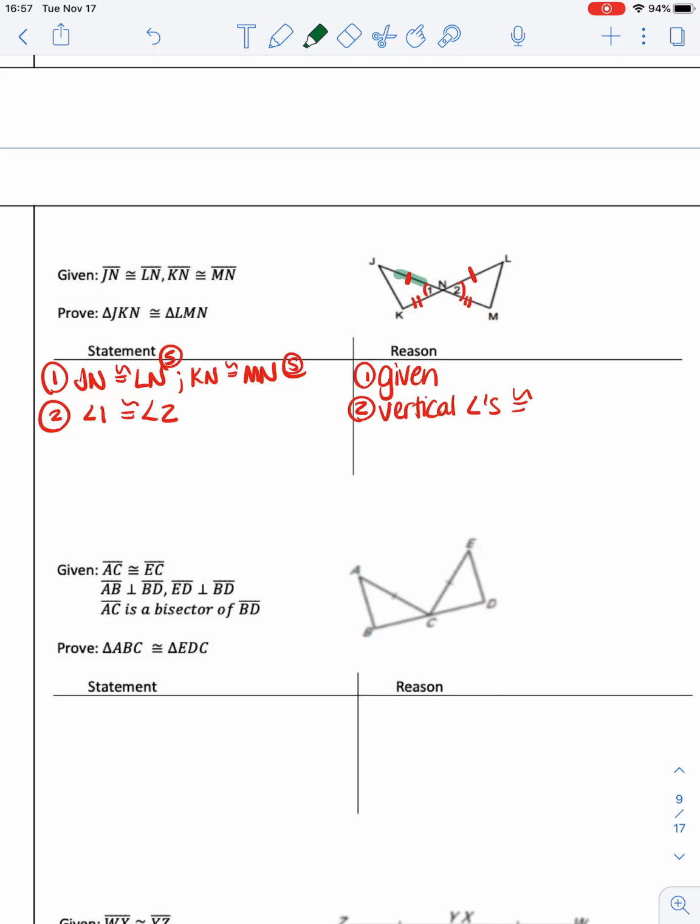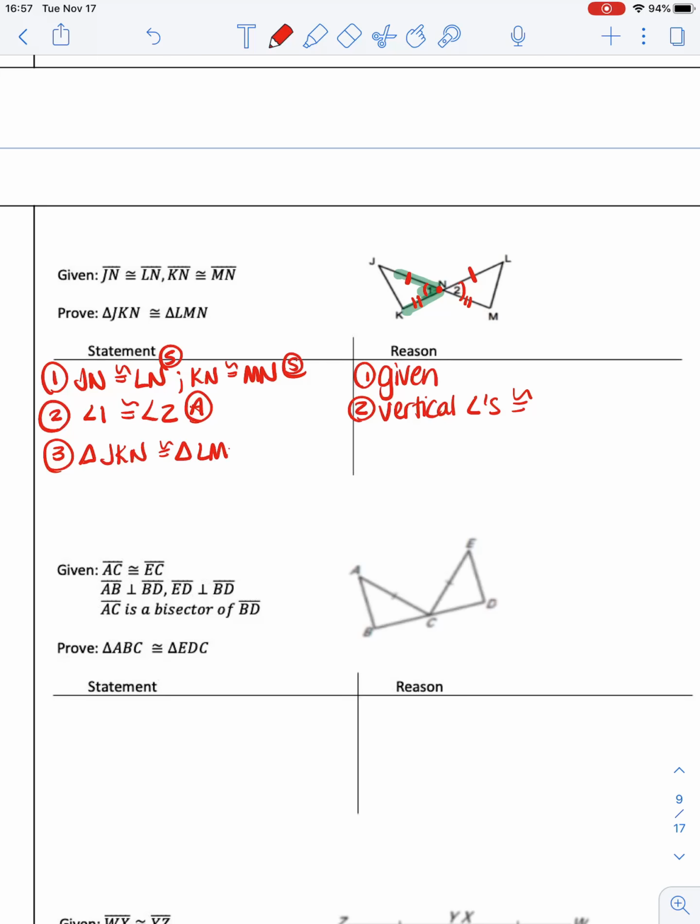Vertical angles are congruent. So now I have a side, an angle, and a side. I need to mark my little A. I got a little A there, an angle. So I look and I see, okay, I have to make sure: is my angle in between? Well, if I nail down that angle, it's going to nail down those two sides. So the angle is between the two sides.